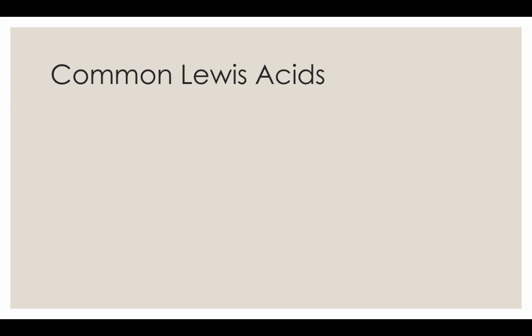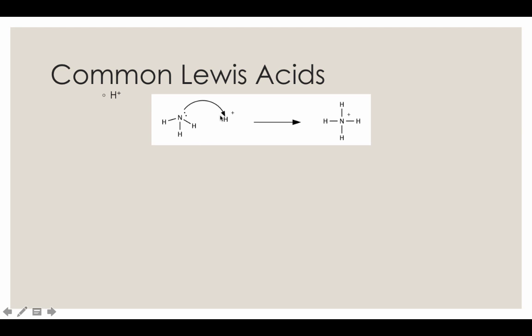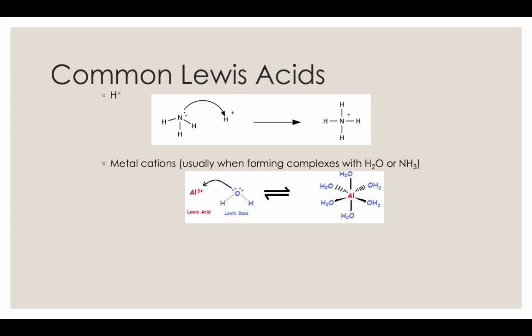Let's look at some common Lewis acids. H+, as we've seen, is probably the most common Lewis acid. Viewed from the Lewis perspective, H+ gains an electron pair to form a bond with the Lewis base. Likewise, as we've seen, metal cations are able to form complexes, often with H2O or NH3, acting as Lewis acids. In this case, the aluminum 3+ ion attracts the electrons from water and accepts this electron pair, forming a bond between aluminum and each water molecule. This aluminum can now be called a hydrated complex.